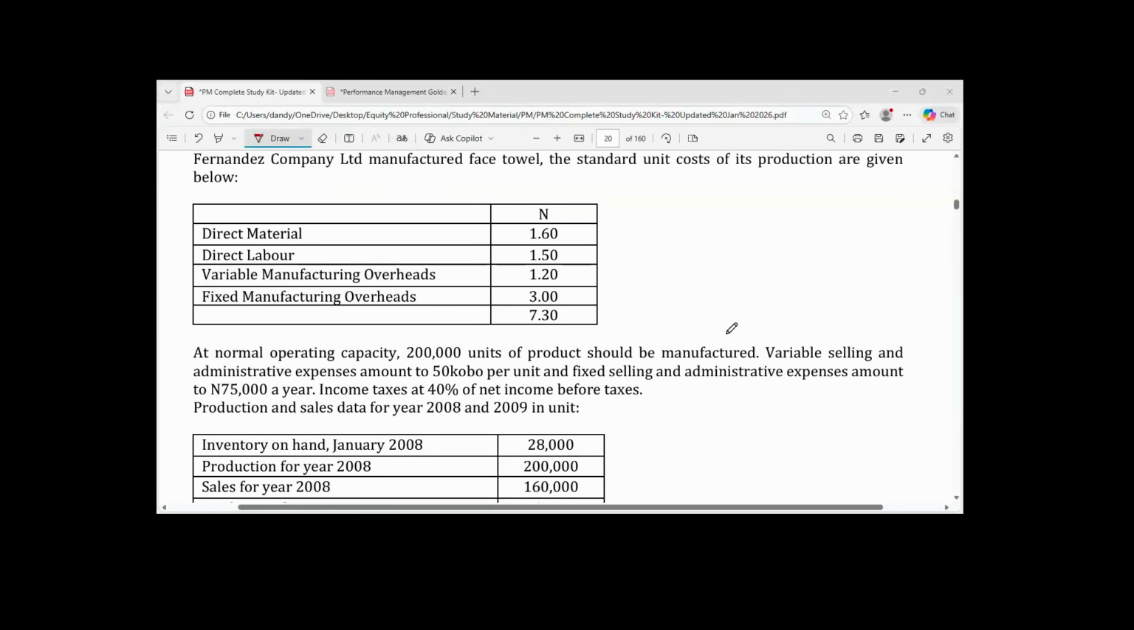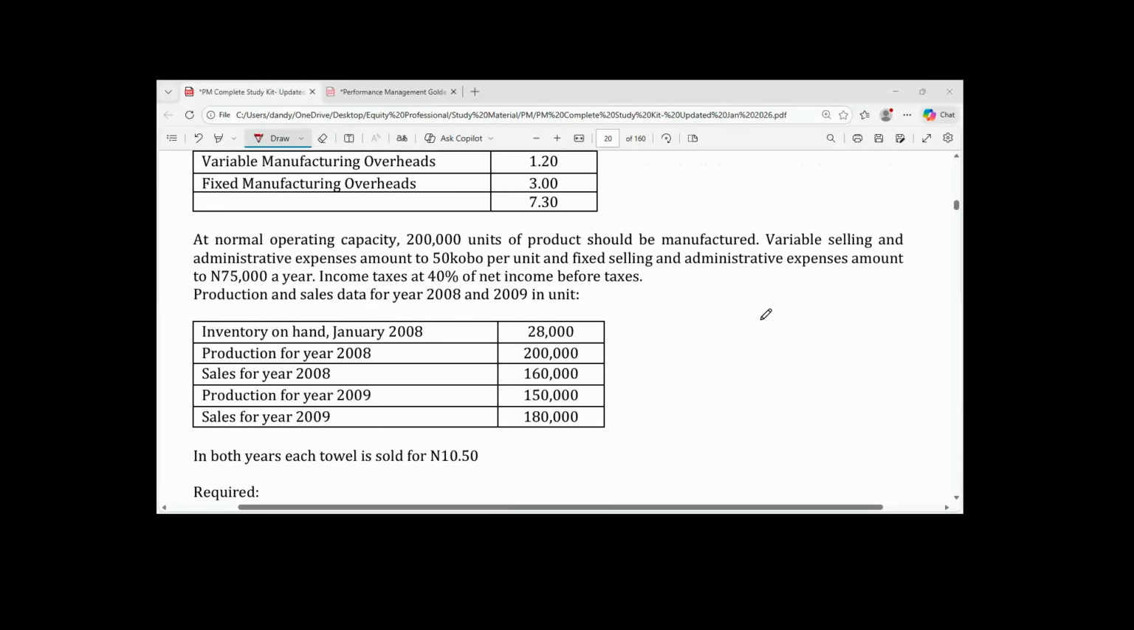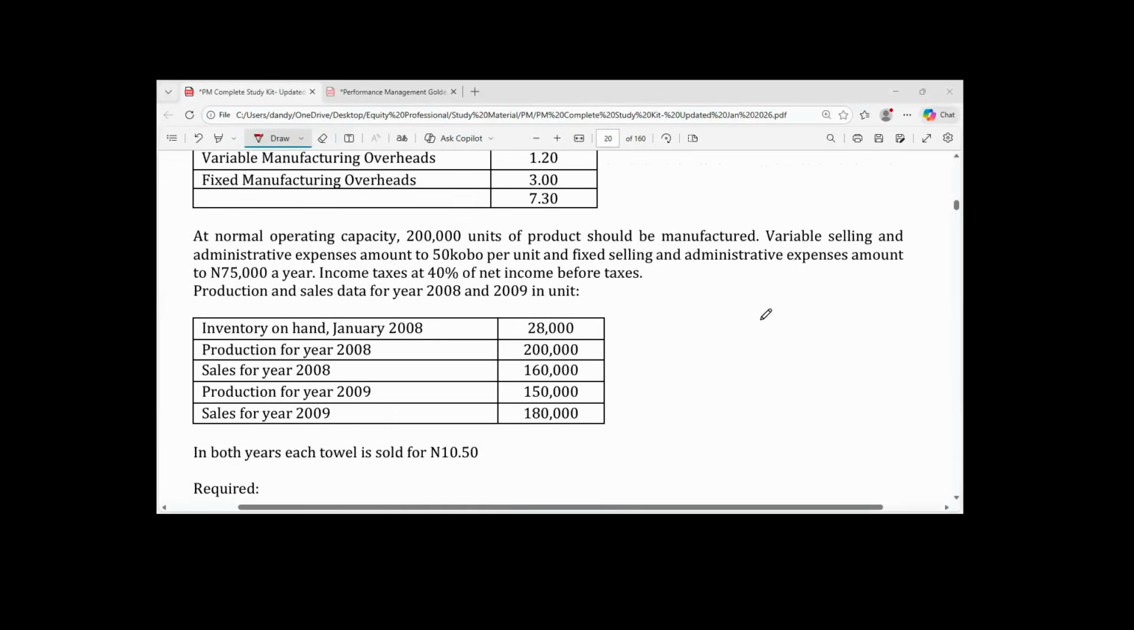Variable selling and administrative expenses amount to, I don't know whether my line is breaking. Can you hear me, sir? Yes, go ahead. Okay. At what point did it break? Should I start at normal operating capacity?